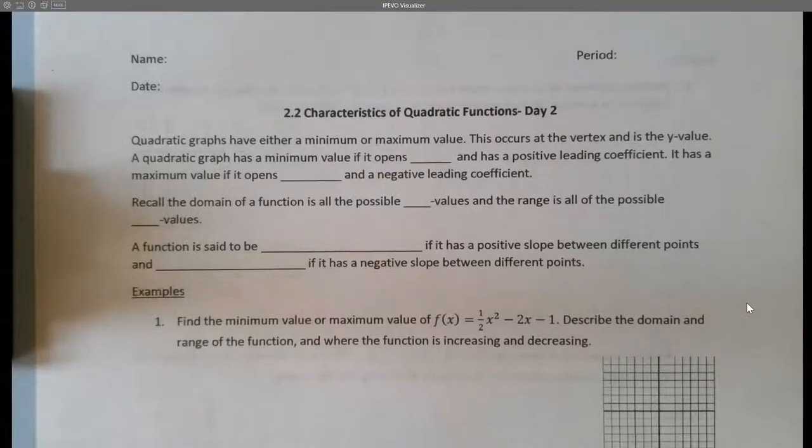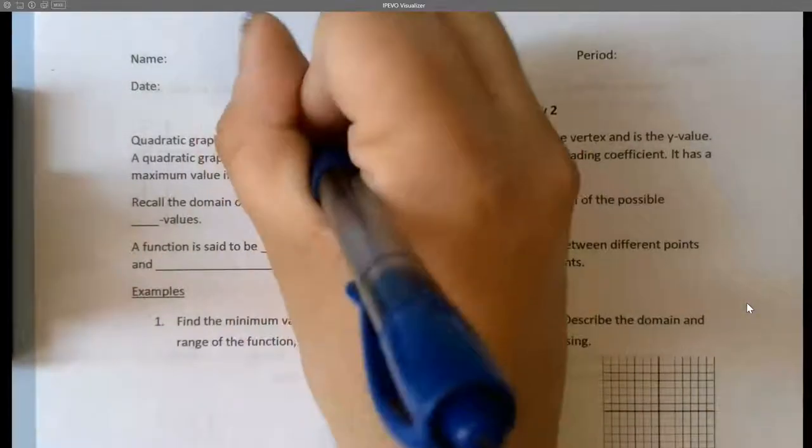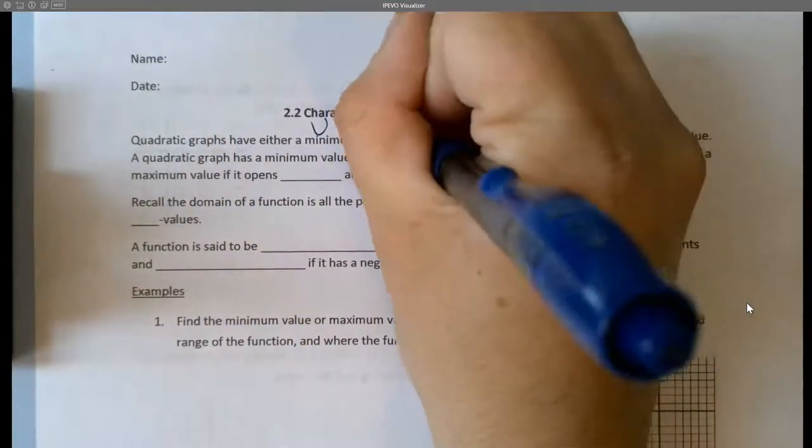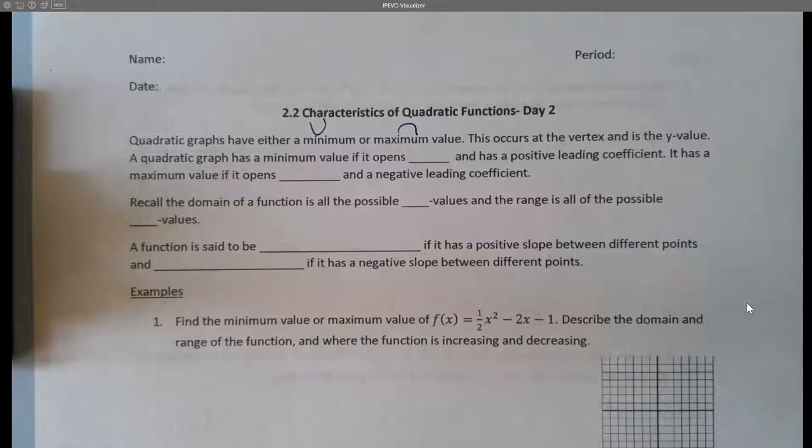Okay, so in this video, we're going to talk about more characteristics of quadratic functions. Quadratic graphs either have a minimum or maximum value. A minimum value is like a U, and a maximum value is like a mountain. I like to think of minimums as kind of like a bowl, so at the very bottom, I can keep putting more on top. And I like to think of maximums as mountains, where if I put more on the top, it's just going to slide right off.